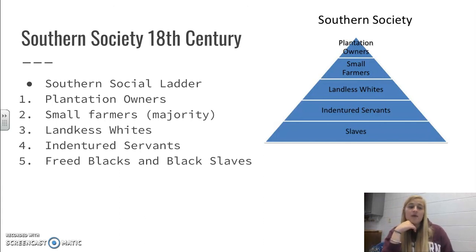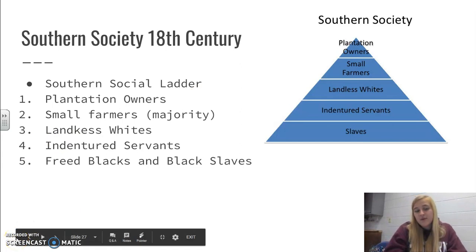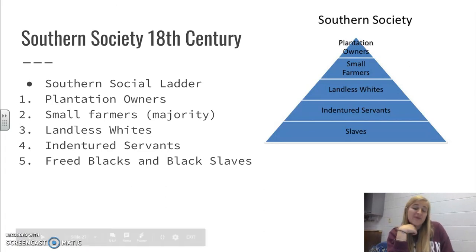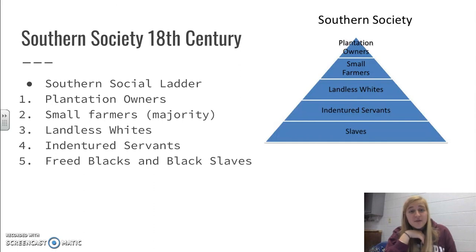Underneath that, we have those small farmers here, and they are the majority of people. So when we think of the South, we think of those rich aristocrats with all the land, but in actuality, it's mostly small farmers. These are considered far below the power and prestige. They do not have much say in the economy or in the government. Maybe they own 1 or 2 slaves, maybe they rough it out on their own, and they have very modest sized farms.